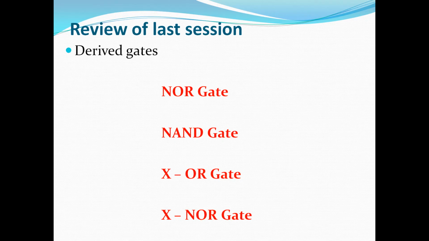In the last session we mainly discussed the derived gates. Remember that logic gates mainly are of two types: basic gates and derived gates. The basic gates are AND gate, OR gate, and NOT gate. The derived gates are NOR gate, NAND gate, XOR gate, then XNOR gate. These four gates are known as derived gates. Mainly we are using two types of gates, the basic and derived gates.